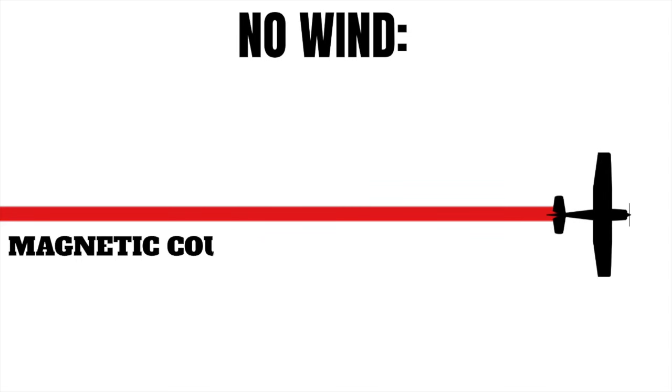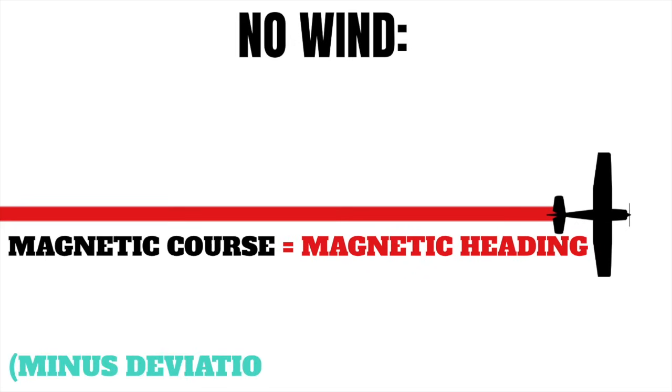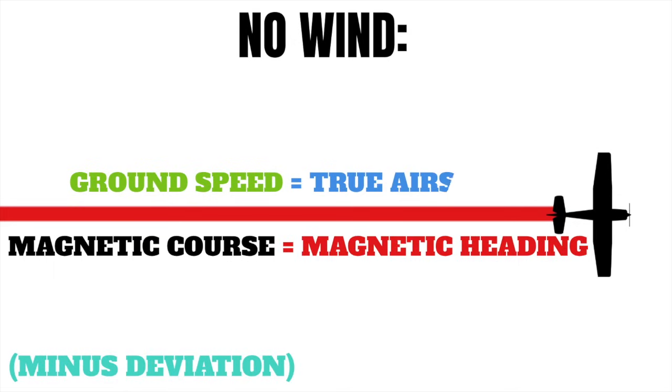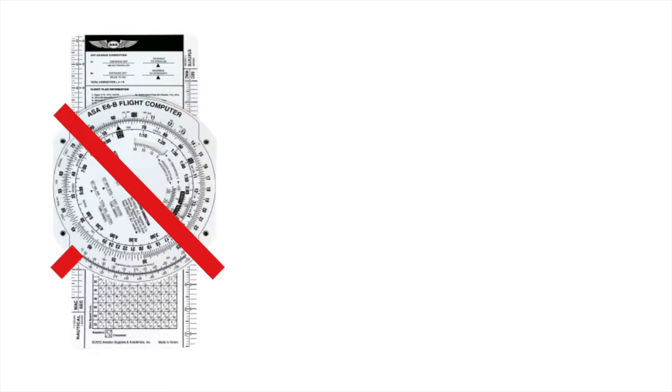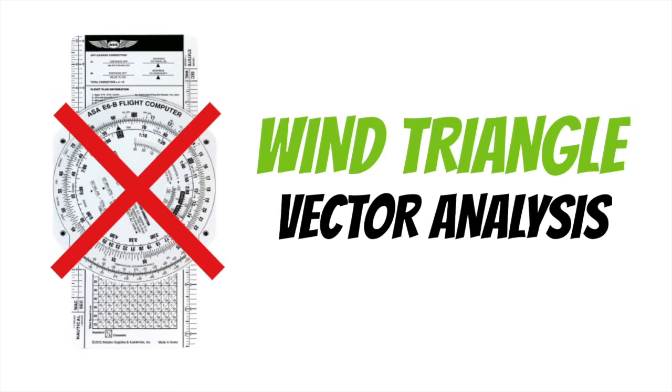As you know by now, if there's no wind, the ground track or magnetic course your airplane is flying will be the same as your heading, minus deviation. In addition to that, your ground speed will also equal your true airspeed. But as you and I both know, there is always wind. Without a flight computer, one way you can determine your wind correction angle and your ground speed is by using a wind triangle or vector analysis.